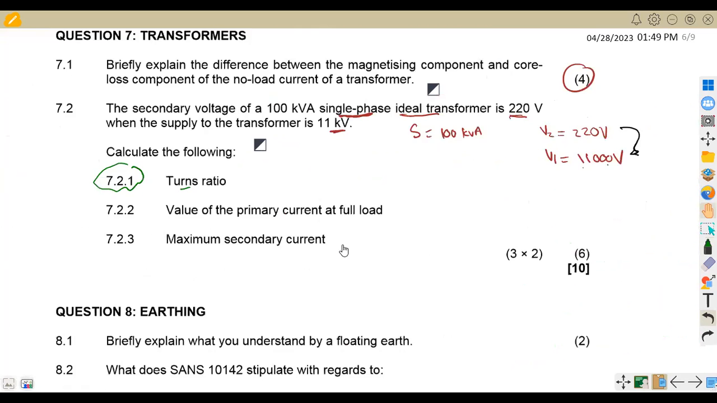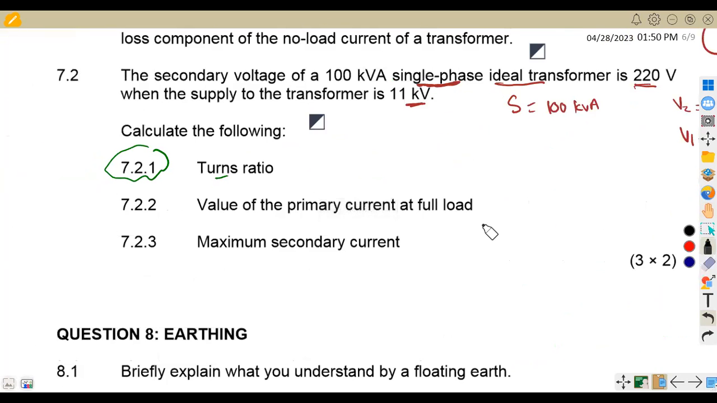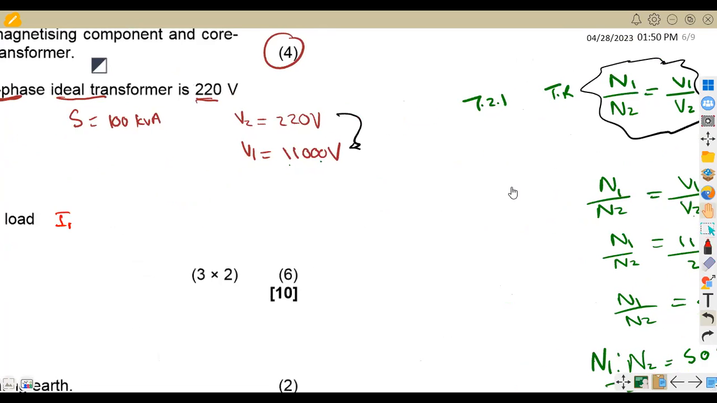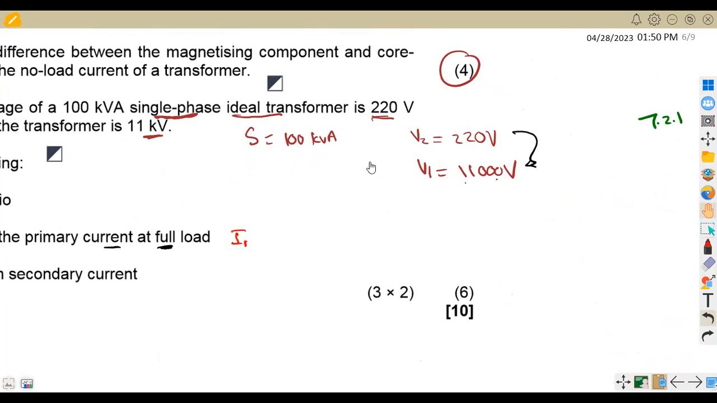Next, the value of the primary current at full load. So we have to calculate I1 in this case, where primary is represented by 1. We are given the apparent power S, which is equivalent to the product of voltage and current, V1 times I1. So it can help us calculate I1, since S is equal to V1 I1, which is also equal to V2 I2. But since we are focusing on I1, we have to use this one.